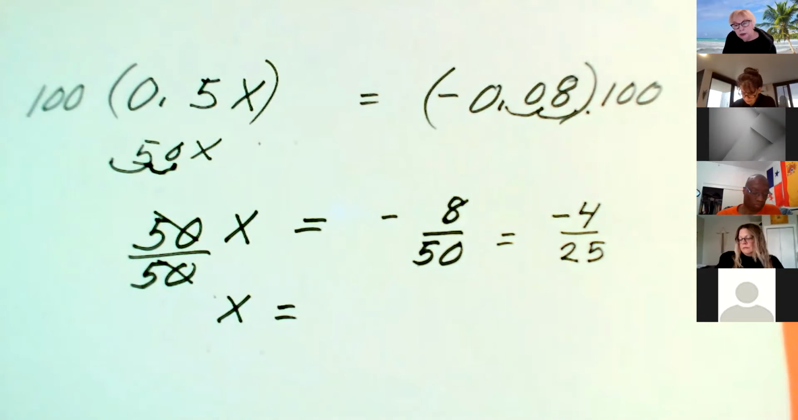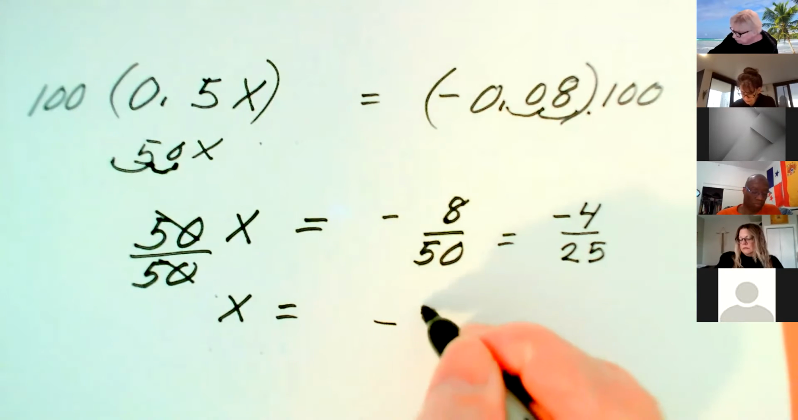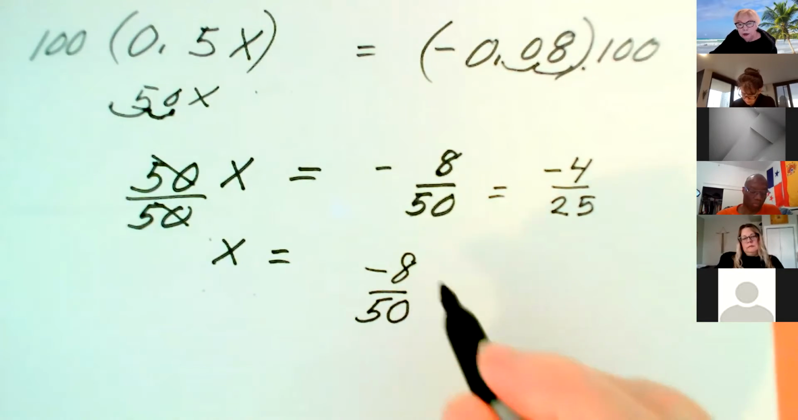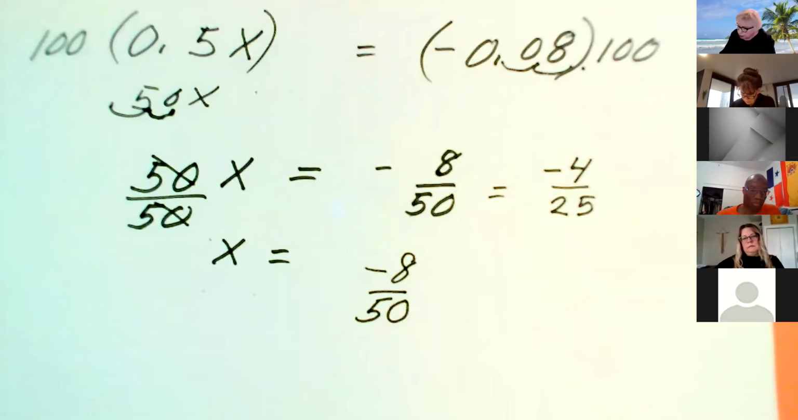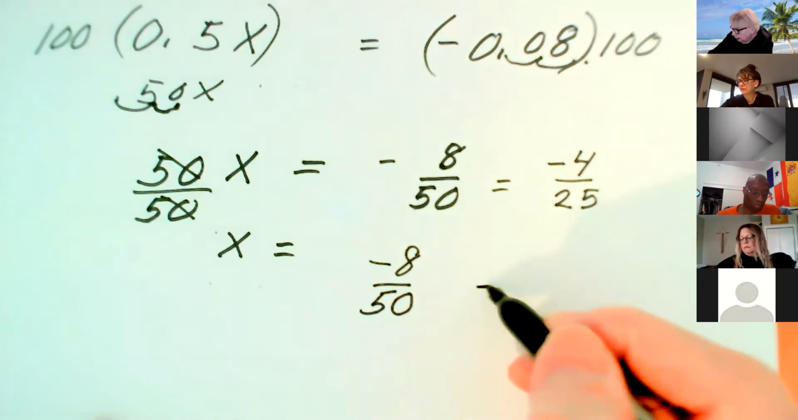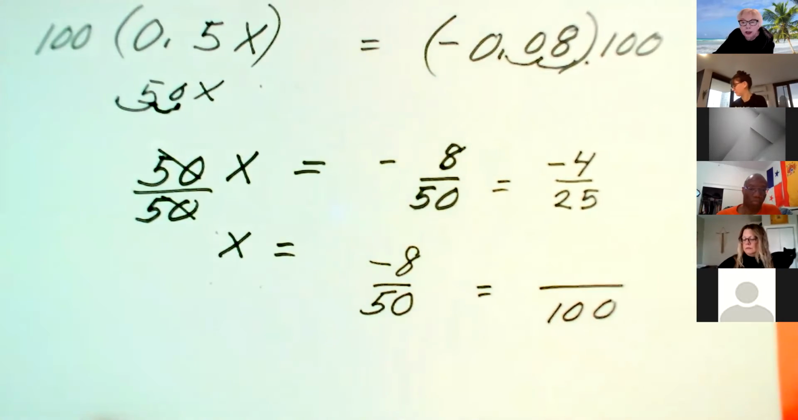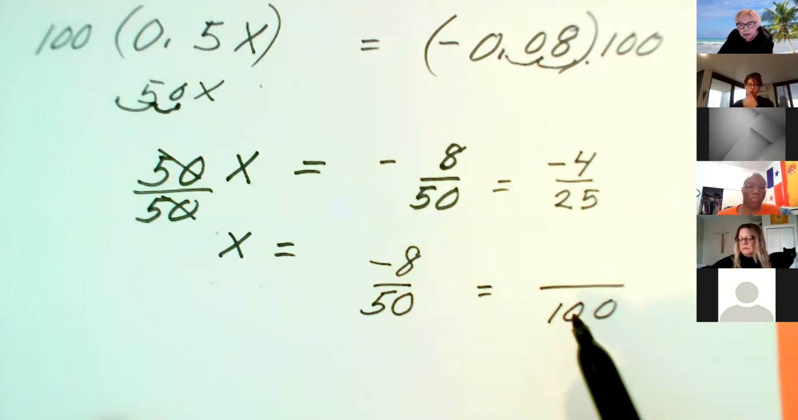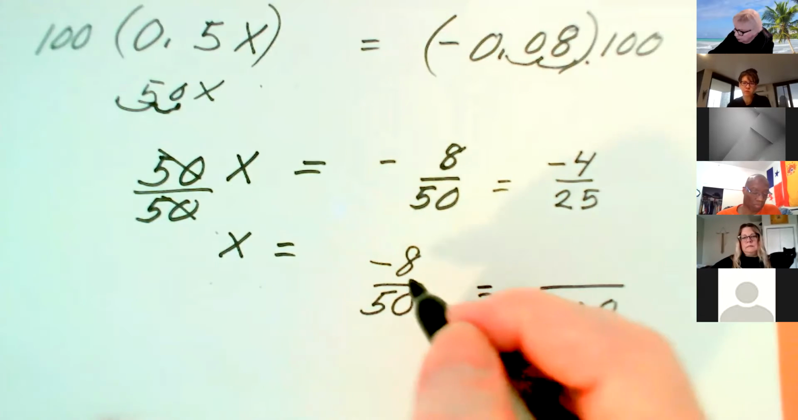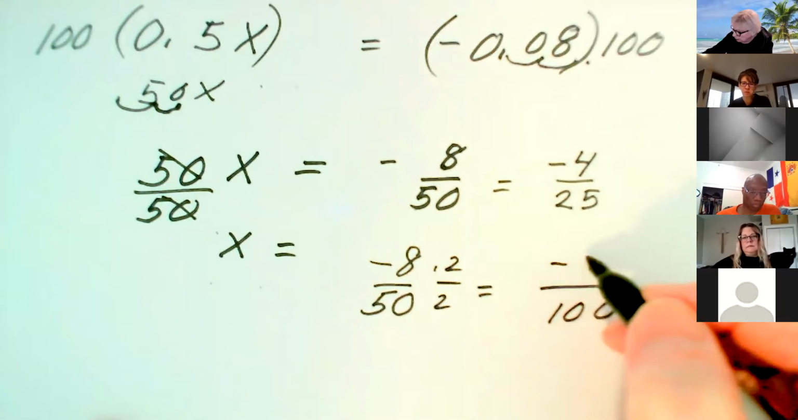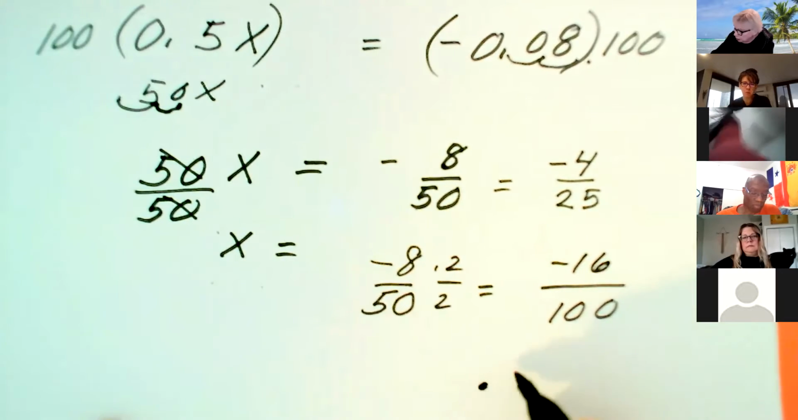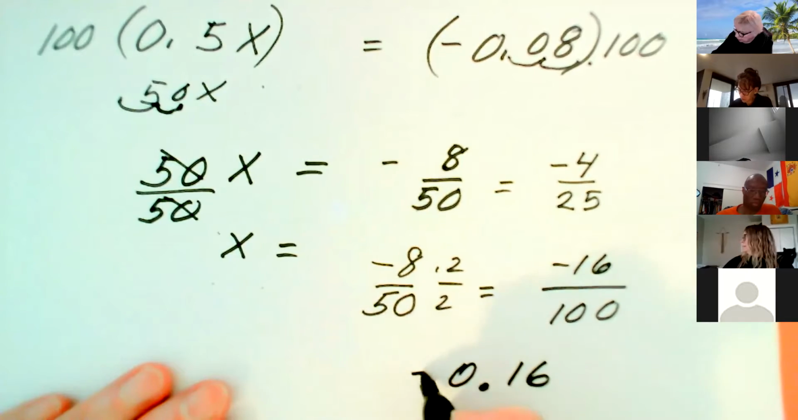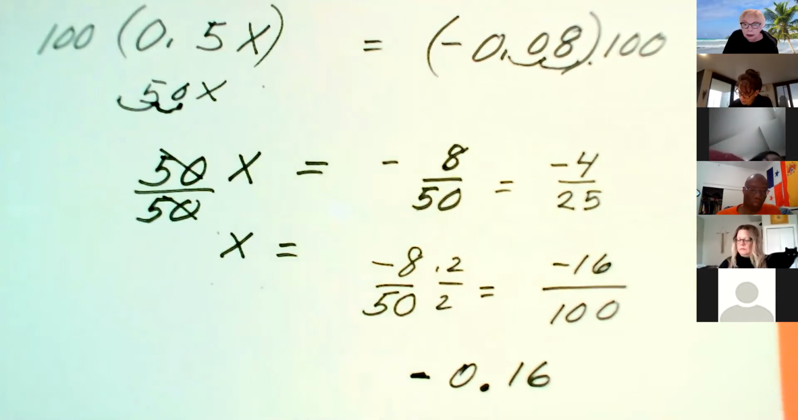The other thing you could do is turn it into a decimal, if they said they wanted it as a decimal. And so you would end up dividing this out, but I think the job would be a lot easier, and I don't know if somebody's thinking along these lines, but 50 goes beautifully into 100. And when you double this and double that, 16 over 100 is 0.16. And it still has a negative sign.